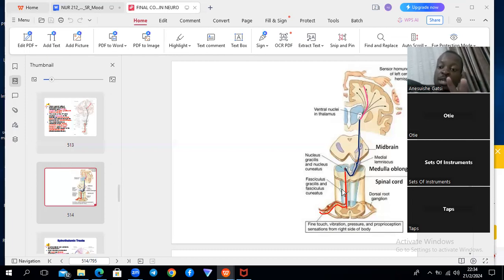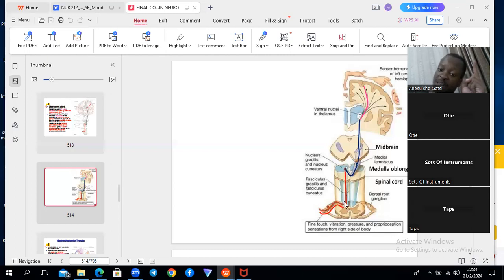Whilst in the spinal cord, these fibers remain on the same side. Why are we talking about side? The other time we said that the right brain interprets information from the left body. The left brain will interpret information from the right body. So if you're getting sensations coming from the right body, they need to go to the left brain. That is why they're going to decussate.